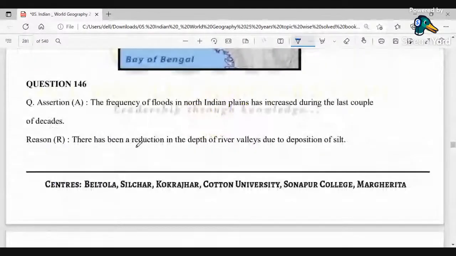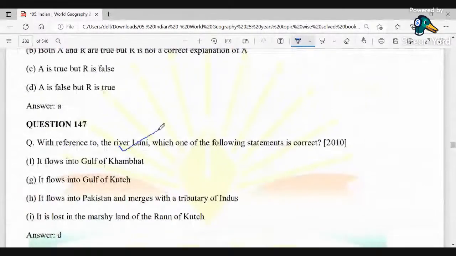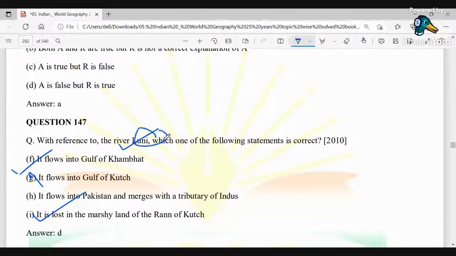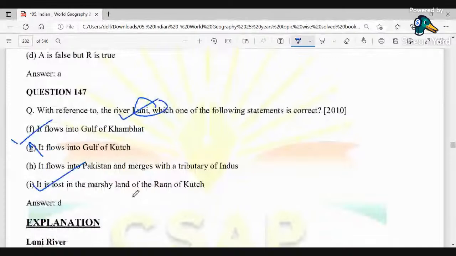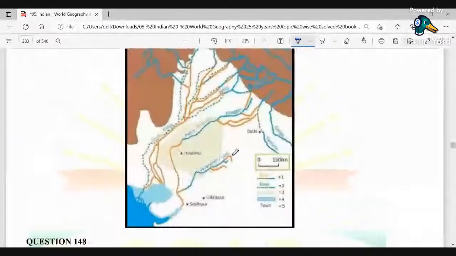Next, with reference to the river Luni, which of the following statements is correct? So here it's been said A, B, C, D. So obviously don't confuse with these points. So it is lost in the marshy land of Rann of Kutch. So Luni gets lost in the Rann of Kutch, and therefore this option is the correct one. Okay, so you have got a broad explanation over here. Okay, so you can see this Luni River. Okay, so it's directly lost in this Rann of Kutch area.